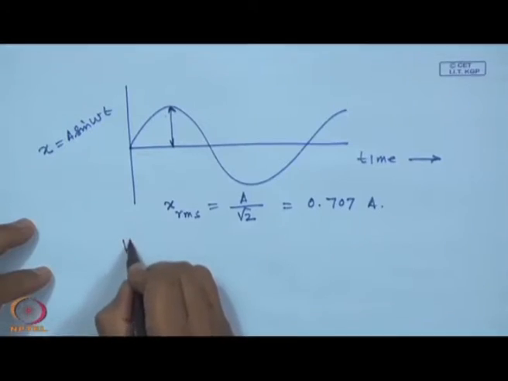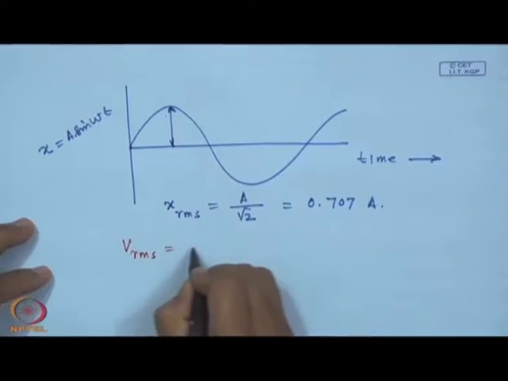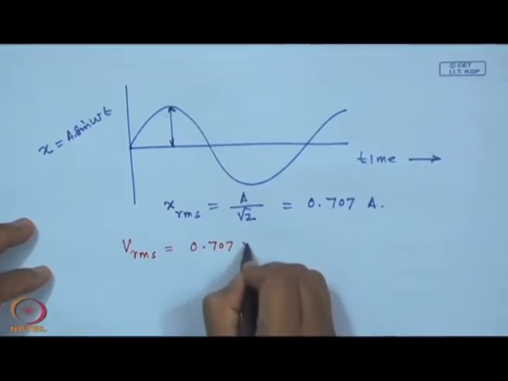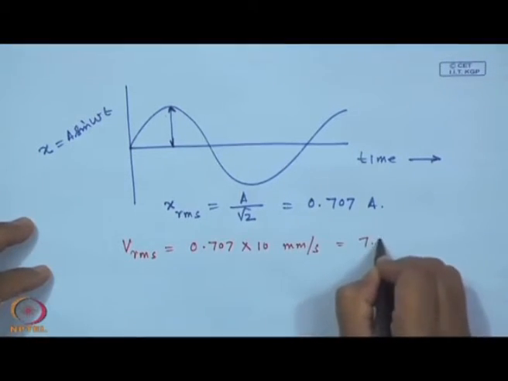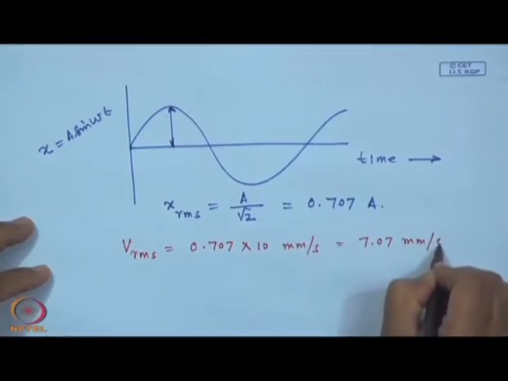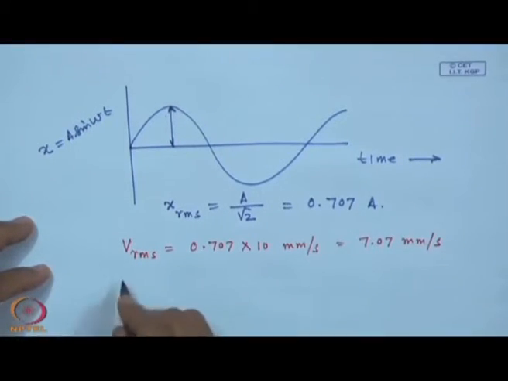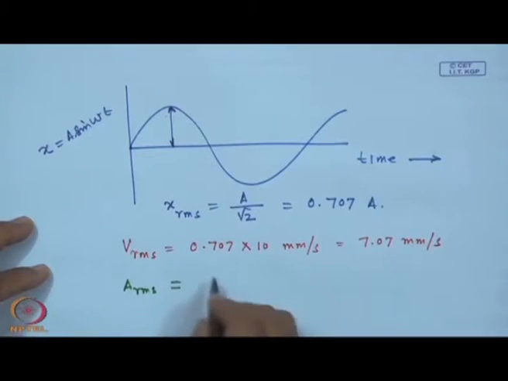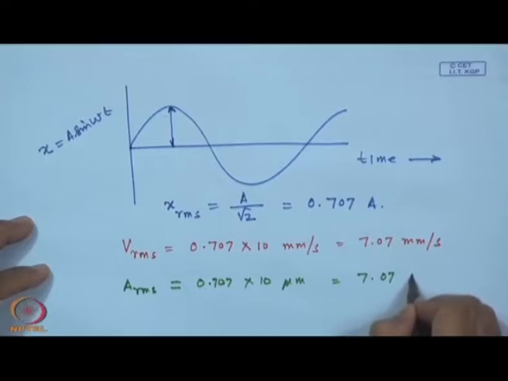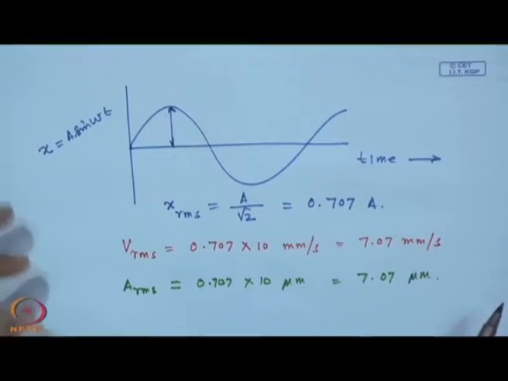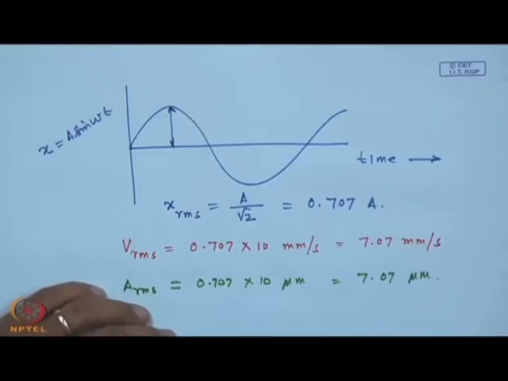The V RMS would therefore be 0.707 times 10 millimeters per second, that is 7.07 millimeters per second, and the displacement RMS, A RMS, is equal to nothing but 0.707 times 10 micron, that is 7.07 micron. Okay. These are certain handy numbers to remember in the field.